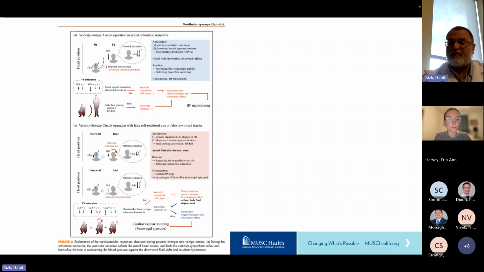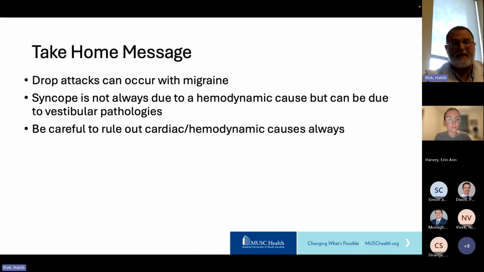And those are the patients who develop a loss of consciousness or a pre-syncopal event with their attacks. Some studies have reported that 4% of Meniere's patients describe pre-syncope with their Meniere's attack. So drop attacks can occur with migraine and other disorders than Meniere's disease, and syncope is not always due to a hemodynamic cause, but can be due to a vestibular pathology.